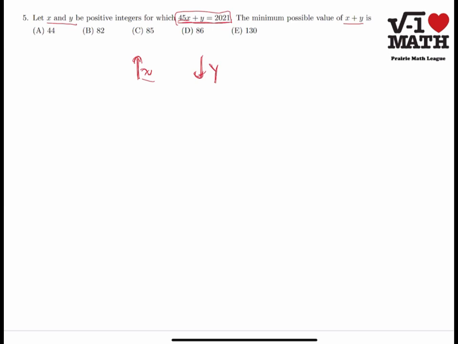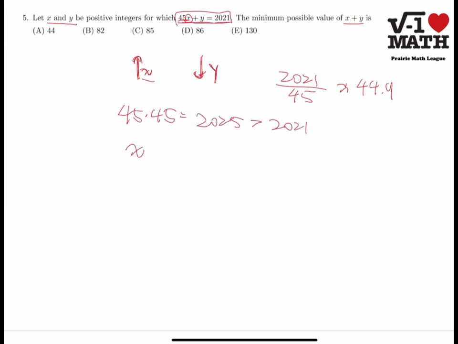So to find an estimate for x, we first start out by evaluating 2021 over 45, and this is somewhere around 44.9. So from here, we know that x is somewhere around 44 or 45. Notice that 45 times 45 is equal to 2025, which is already too big. Therefore, x has to be at most 44. And since we wish to maximize it, x is indeed 44.